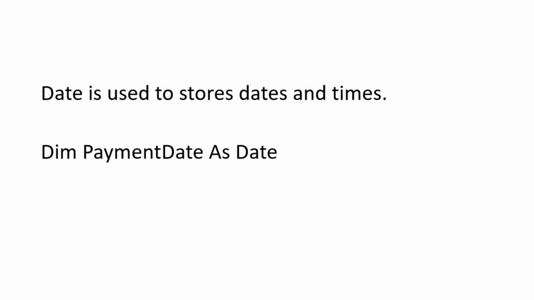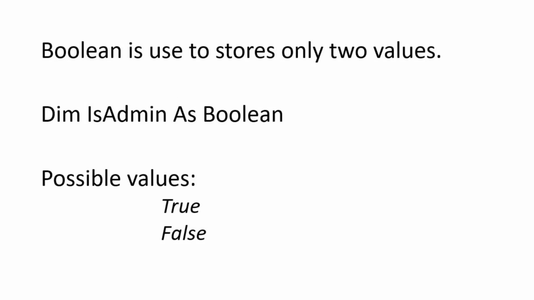paymentDate As Date. Also, you might come across the Boolean type, and this returns only two values. When declaring it: Dim isAdmin As Boolean. The possible values that it will store are True or False.